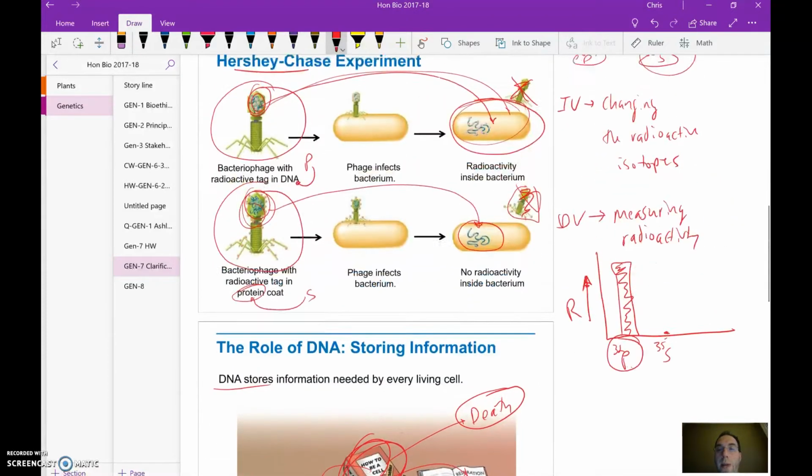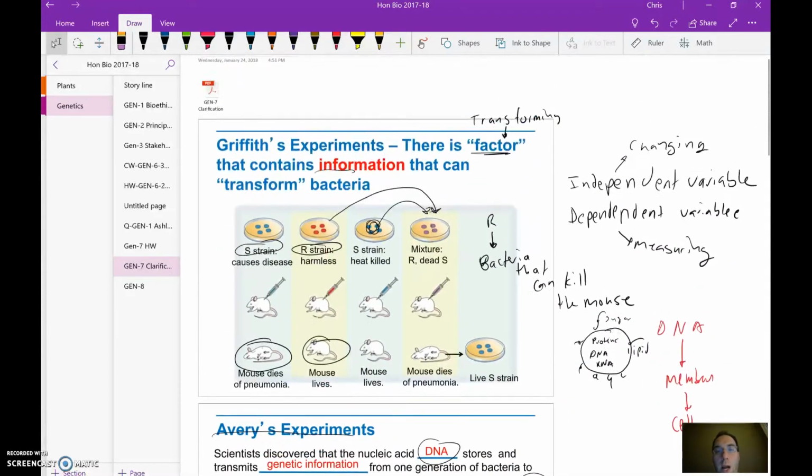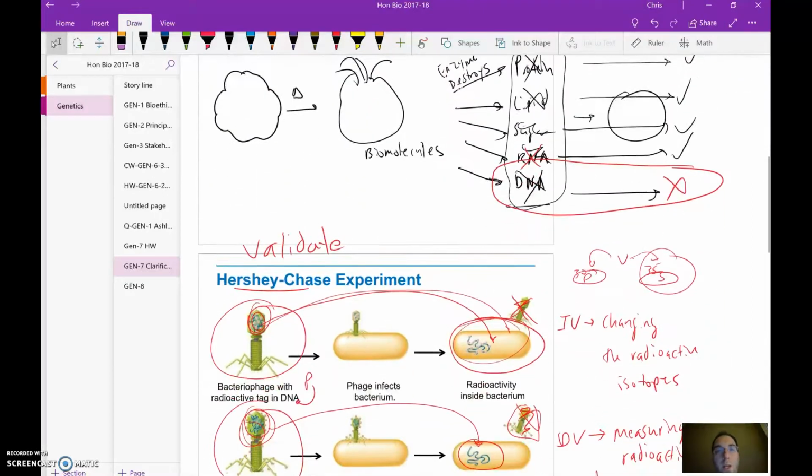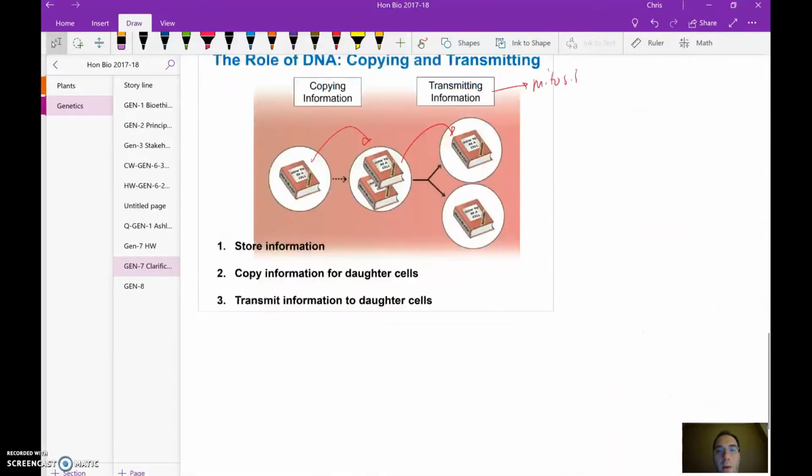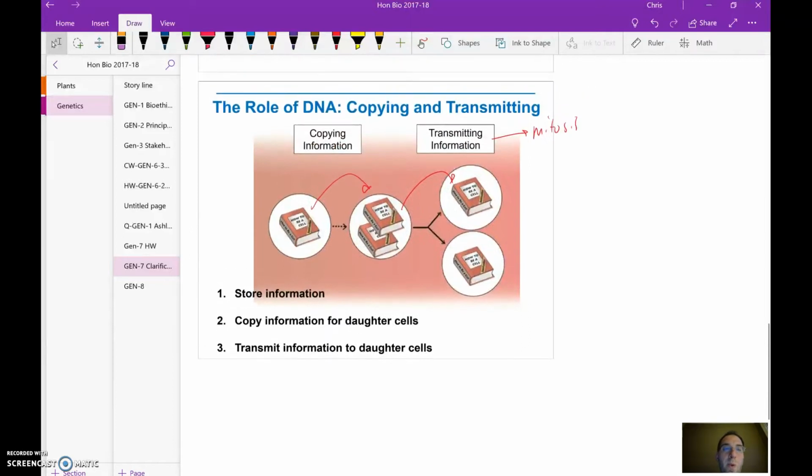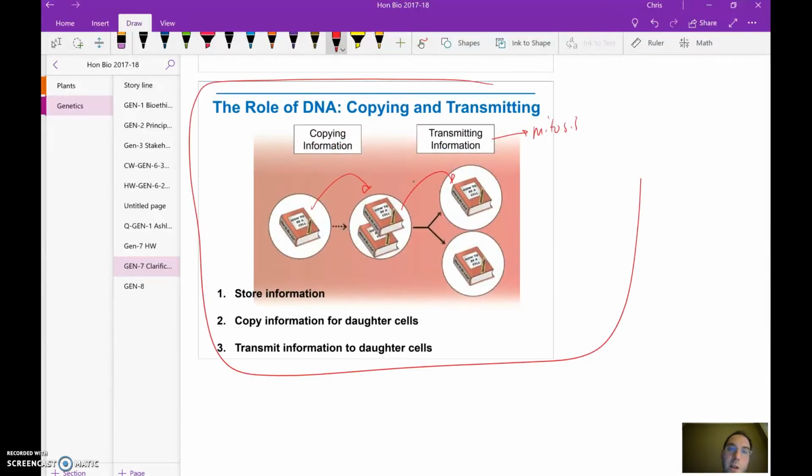So that was my first go. I hope that is somewhat helpful for those of you who missed some of these points. But I think the most important thing is actually this right here. DNA stores information. DNA needs to be able to copy information and transmit it. How does it do that? We'll learn that tomorrow.